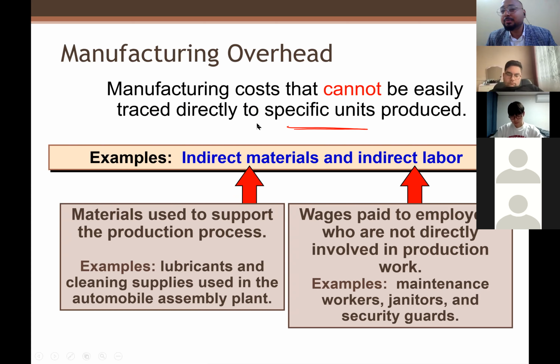We call this manufacturing overhead. Manufacturing overhead includes both material and labor cost, but the nature is that it is indirect. So indirect material and indirect labor. That labor cost that we cannot easily trace, we just put in manufacturing overhead. That material which we cannot easily trace, we put in indirect material.